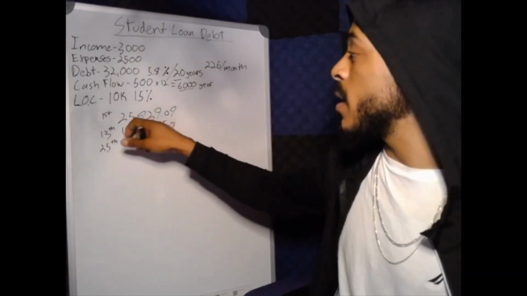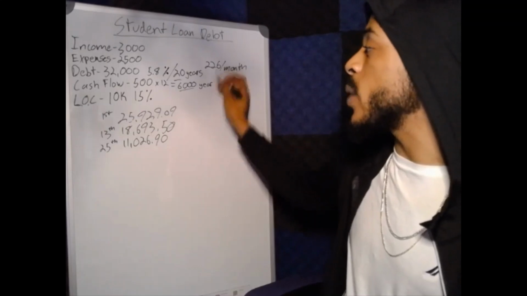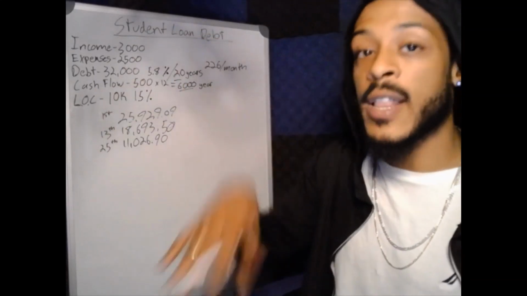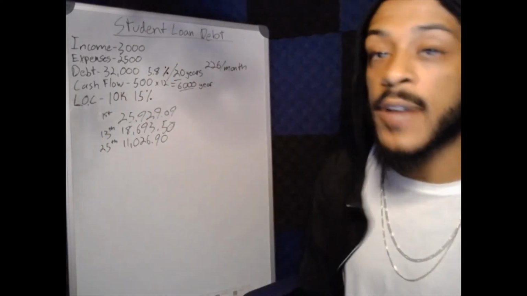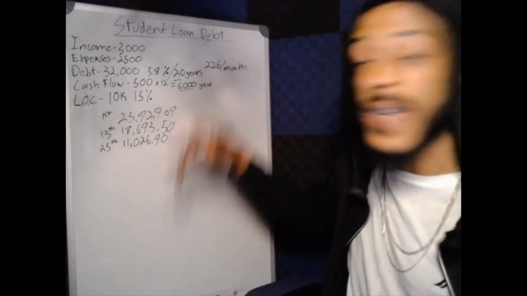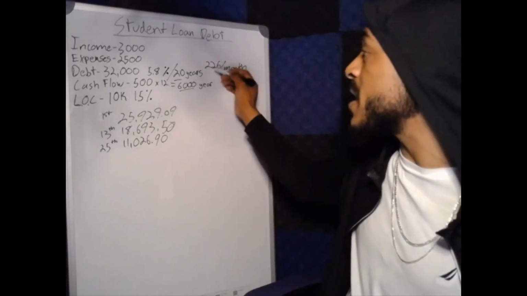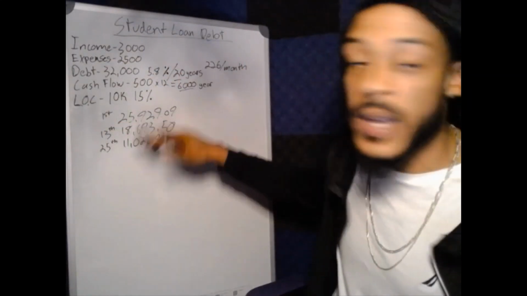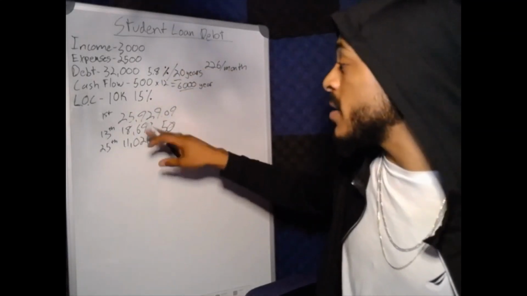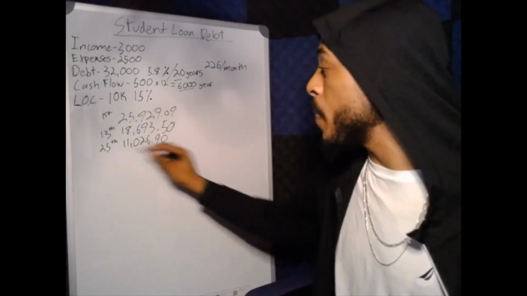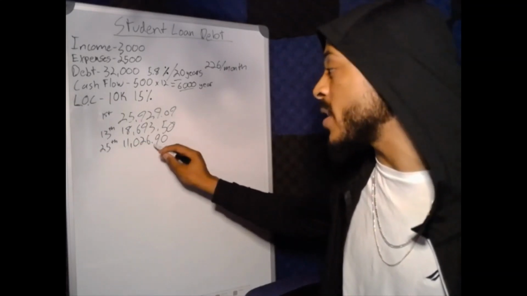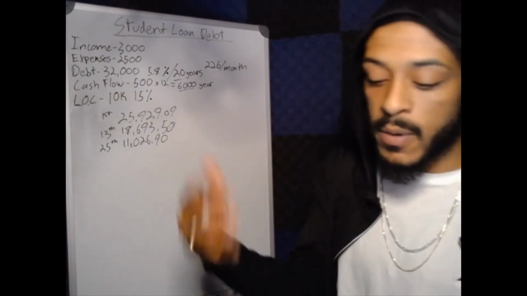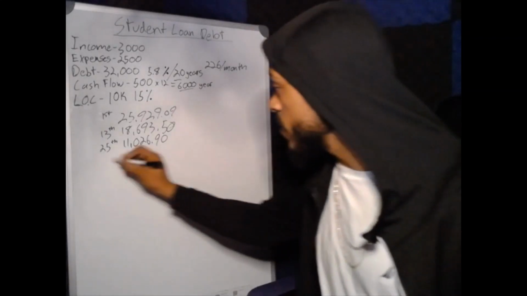We chunked our monthly payment of $226 and $6,000 from our line of credit. 13th month, we zeroed out our line of credit again, so we know we can chunk another $6,000 plus another monthly payment. The whole time we're still making our monthly payment because this monthly payment is included in our expenses, right? So still making monthly payments, still chunking $6,000 every 12 months. Balance at the 25th month, $11,026.90. And then another 12 months out, month 37, right?